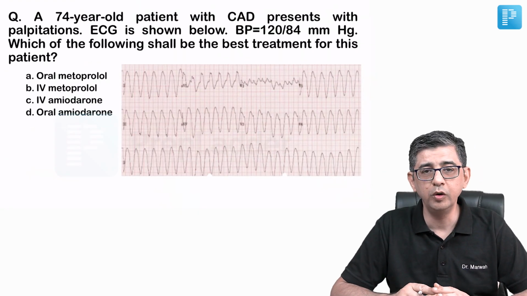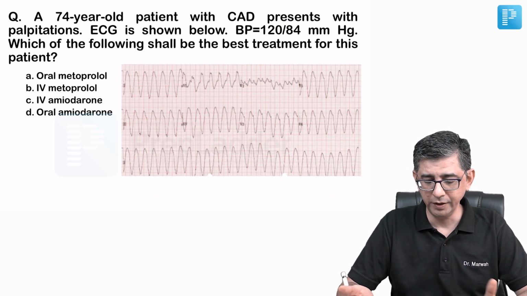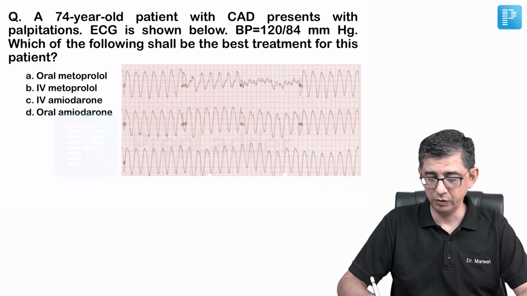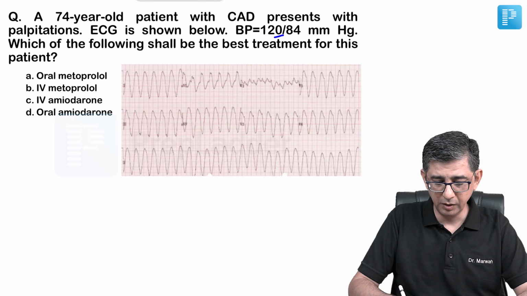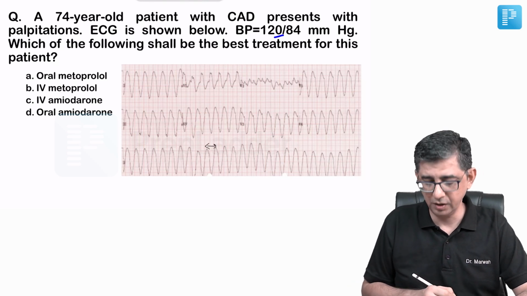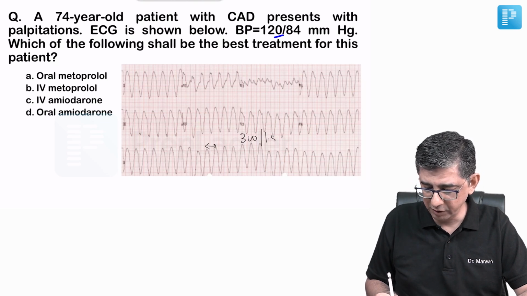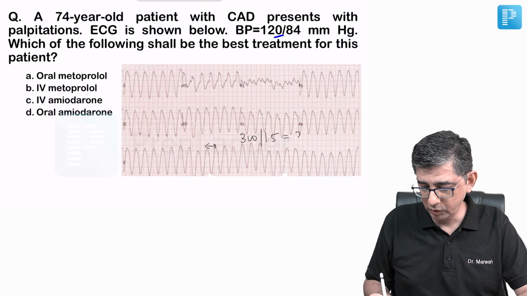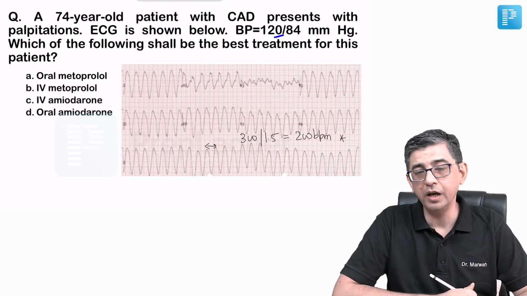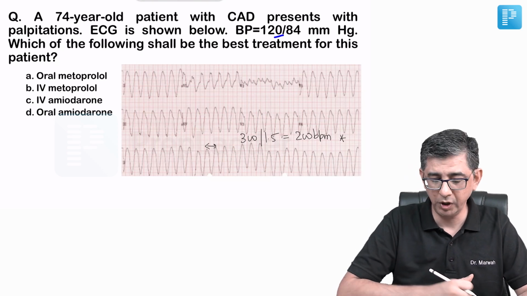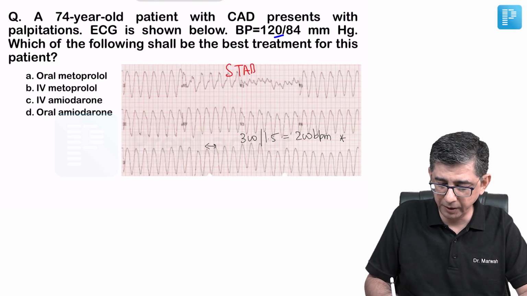The question said a 74-year-old man presents with palpitations, coronary artery disease history was given, and the blood pressure of the patient was about 120/84. And what I can see here is presence of a broad QRS complex tachycardia. The heart rate of this patient would be something like 300 divided by 1.5 large squares. So that works out to a fairly fast rate of 200 beats per minute. Looking at these rates, I anticipated that the BP of the patient will begin to crash, but he has given us a clinical presentation of a stable ventricular tachycardia.